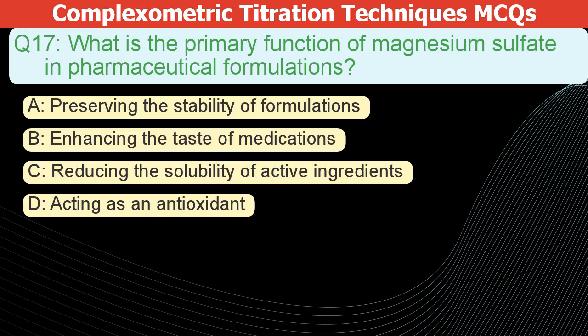What is the primary function of magnesium sulfate in pharmaceutical formulations? A. Preserving the stability of formulations. B. Enhancing the taste of medications. C. Reducing the solubility of active ingredients. D. Acting as an antioxidant.